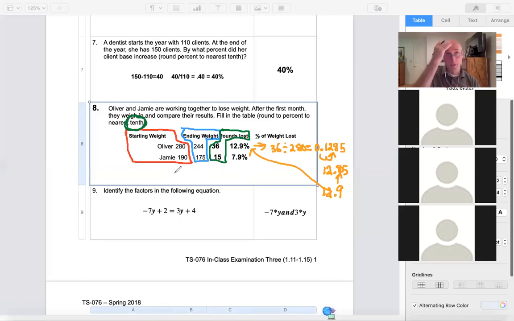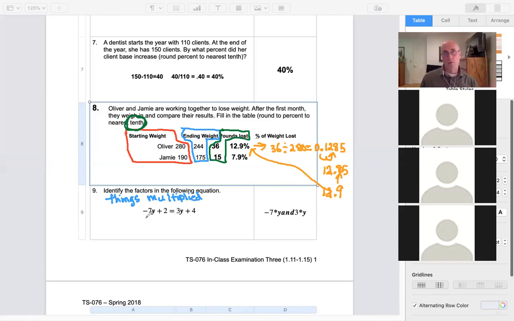Moving to number 9, identify the factors in the following equation. Just to remind yourself, when you're talking about factors, you're talking about things multiplied by each other. If that helps you to remember, those are multiplied. So they want to know all the factors. What are the things that are multiplied together?